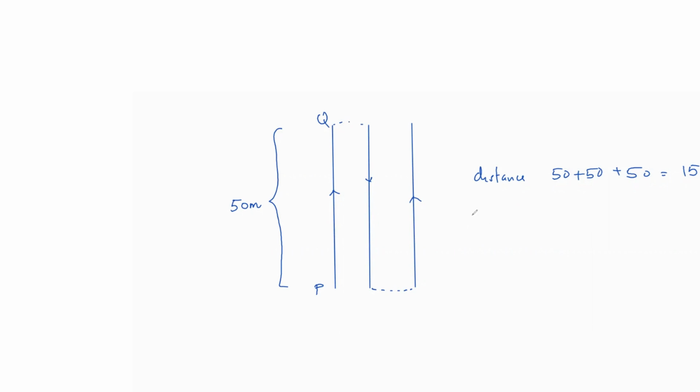But even though he is taking 3 laps, the final position and the initial position are at P and Q, which is only 50 meters apart. So the magnitude of displacement is 50 meters, since the final point is 50 meters from the start point. So displacement is just 50 meters. Hope you understood the difference between distance and displacement.